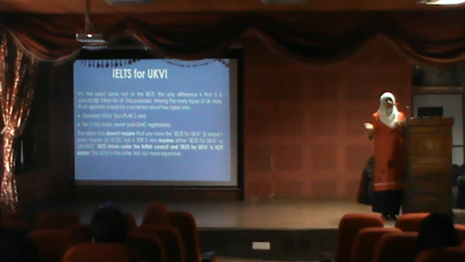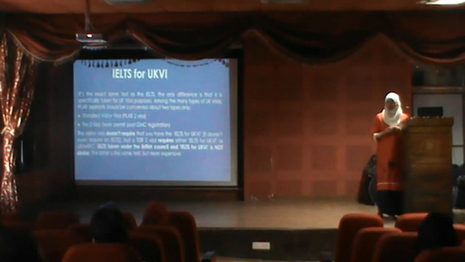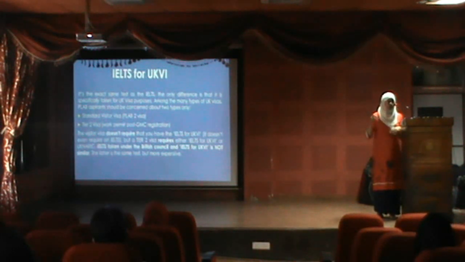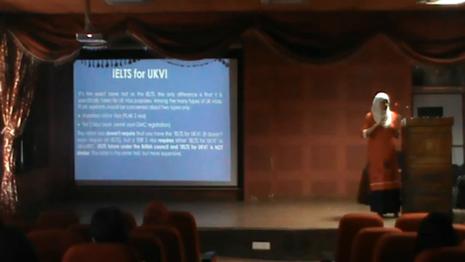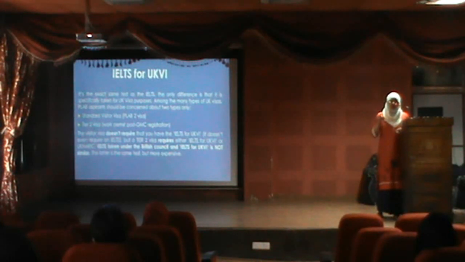When you decide to go to the UK, you're going to be worried about two types of visas. One is your standard visitor visa. This is the visa you can go on to take PLAB 2, or if you decide to take PLAB 1 in the UK, you can go on the same visa as well. And the other one is your Tier 2 visa. This is your work permit visa. For your Tier 2 status, you will require an IELTS for UKVI. The visitor visa doesn't need any sort of IELTS at all. You just need IELTS for the PLAB exam.